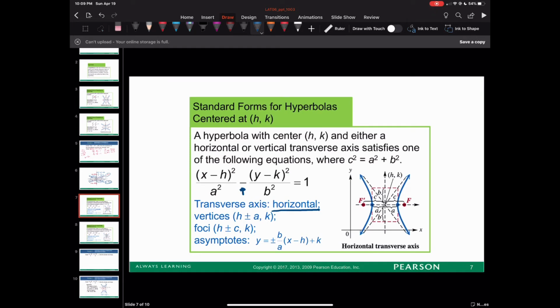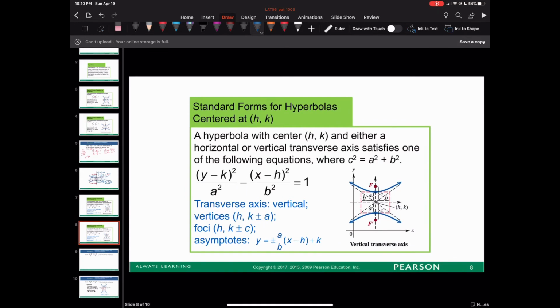The vertices are h plus or minus a, and then you keep your k. So it's doing the same rules that the other one's doing. And then the foci points are h plus or minus c, and you keep your k. But your asymptote is y is equal to plus or minus b over a times (x minus h) plus k. You just got to remember that. So let's look at the other one, the vertical transverse axis.